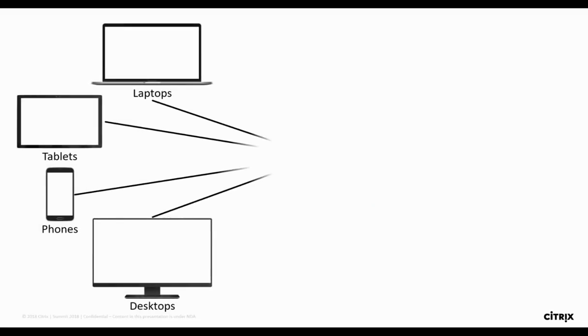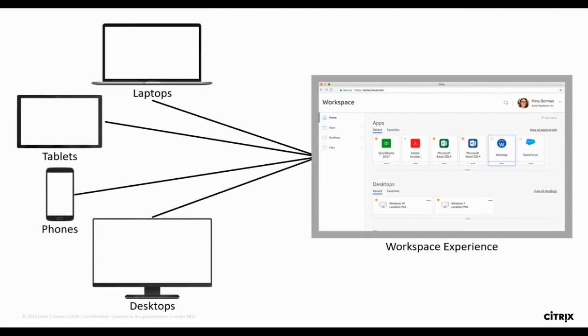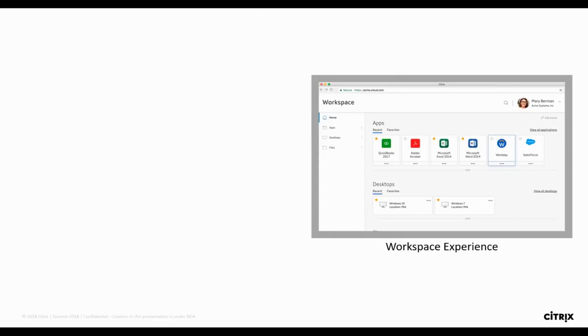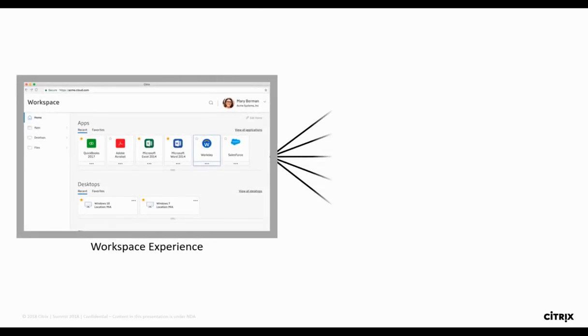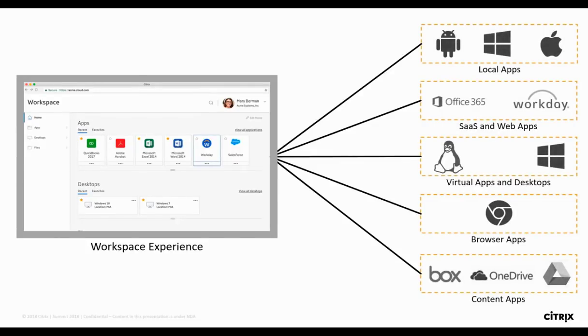When we talk about the workspace experience, it's about taking any one of these devices and accessing a workspace experience that will look the same. It will act the same. It will have the same favorites. It will have the same information regardless of the device you are connecting from. And that workspace experience can then access all of the resources you have been assigned: local and mobile apps, SaaS and web apps, virtual apps and desktops, browser apps, as well as content apps. So from that one workspace, you can use any device and get access to any one of your resources.